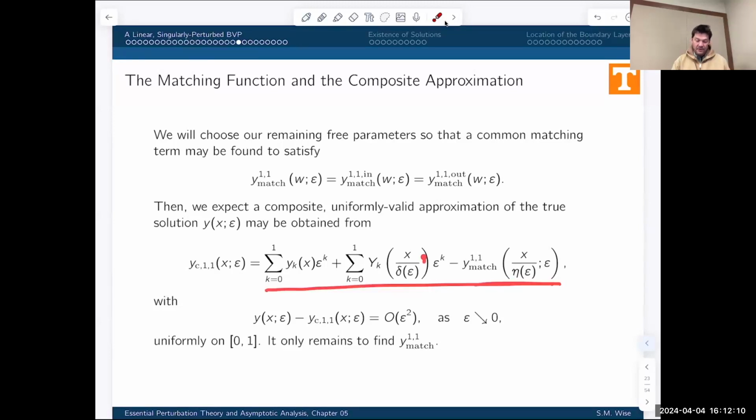Notice that I've converted from z to x and delta. Delta is known. And I've converted this, which is w, to x over eta. And eta is not going to be known, but it actually knocks out the etas in a nice way, as you'll see.